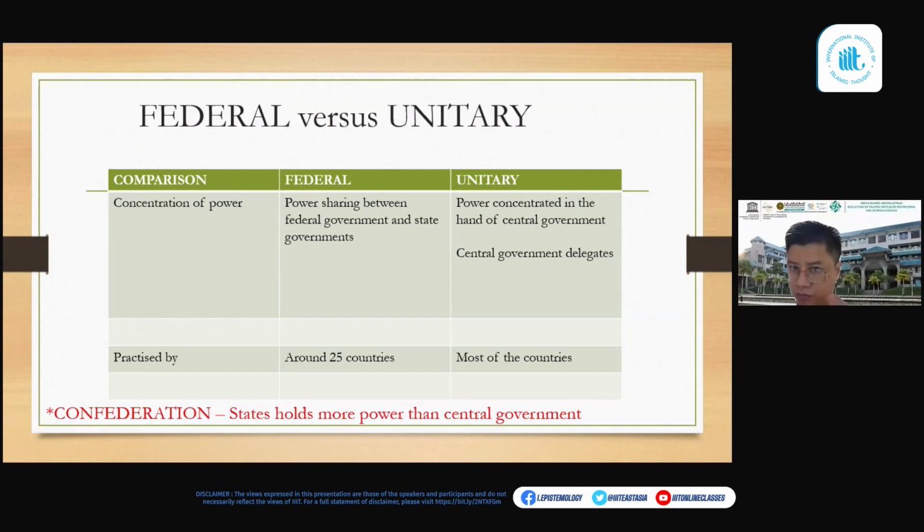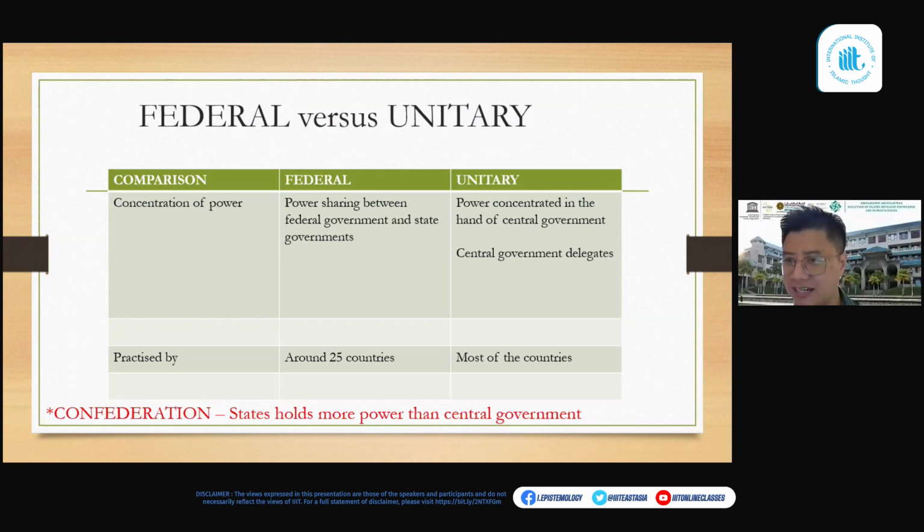Now, from here you can see the power is in the hand of the central government. Central has more power. So by logic, there may be another system where more power is in the hand of the state. All right, you can see the difference. Federal is sharing, unitary has more power at the central. Another system we call confederation, more power at the state level.